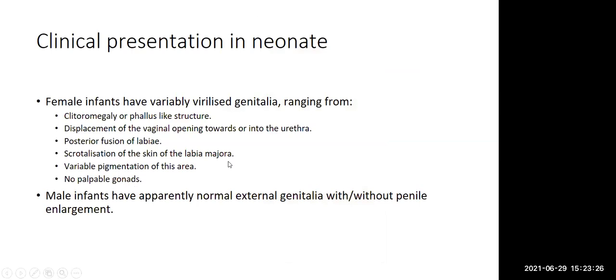The clinical presentation in neonates: a female infant will have virilized genitalia. It will range from clitoromegaly or phallus-like structure, displacement of the vaginal opening towards or into the urethra, posterior fusion of the labia, scrotalization of the skin of the labia majora, variable pigmentation of the area, and no palpable gonads. For the pigmentation, when there is enzyme deficiency in cortisol synthesis, there will be elevation in the adrenocorticotropic hormone, which is ACTH, and this ACTH often causes hyperpigmentation in the patient. And no palpable gonad, of course, because it is female. For the male infant, there are apparently normal external genitalia with or without penile enlargement.